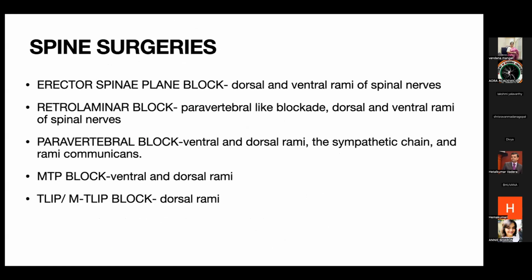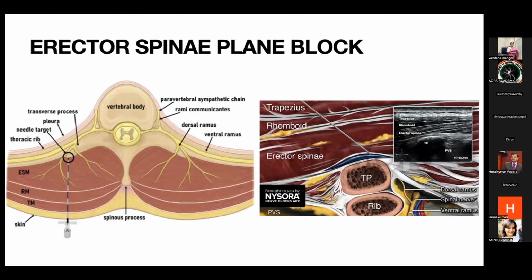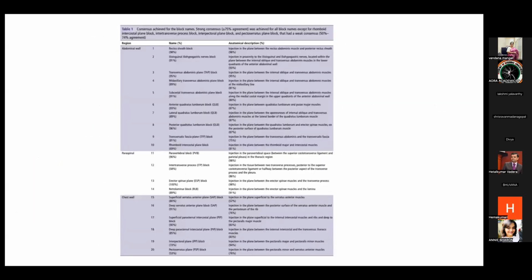So again, in this, we'll be targeting your dorsal and the ventral rami of the spinal nerves. Predominantly, the dorsal rami will be blocked, and if the drug spreads, again based on gravity and various other factors that we previously discussed, into the anterior portion, then you will have a ventral rami blockade also.